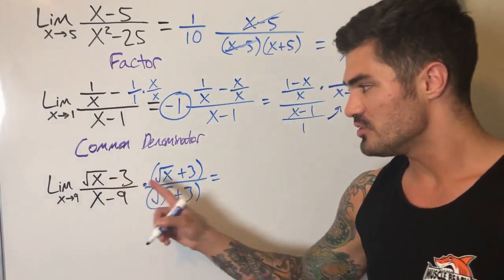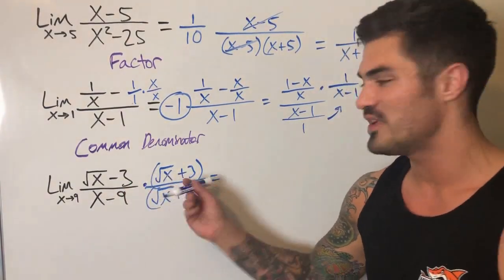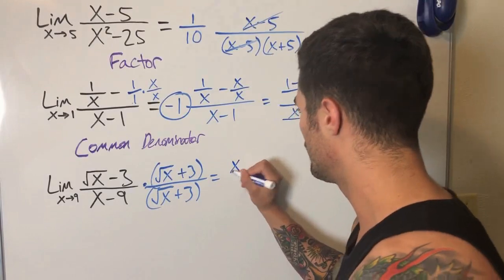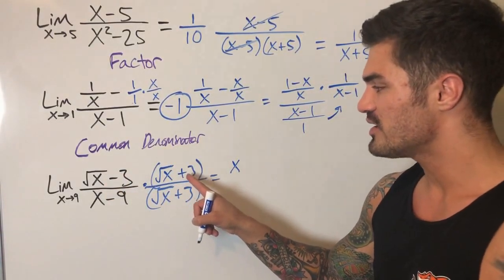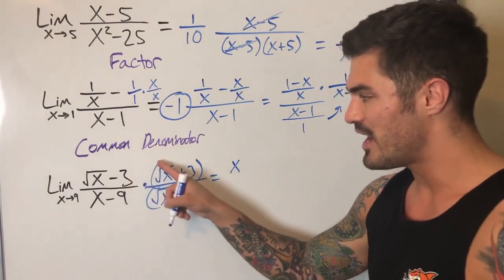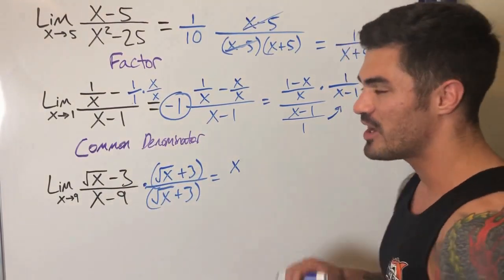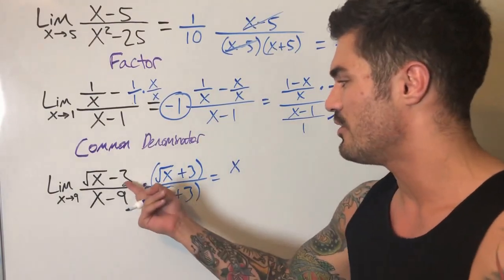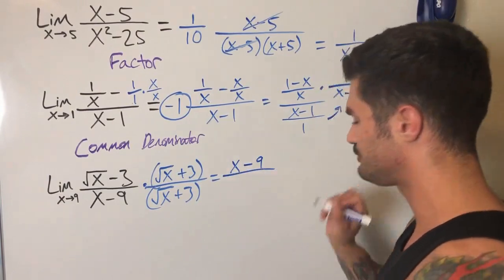So the reason I do this is because look what happens when I FOIL this out. It becomes square root of x times square root of x. That's just x. And then I get 3 square root of x, that's plus 3 square root of x minus 3 square root of x. So those middle terms cancel out, right? I feel like y'all see that those cancel out, though. Minus 9. So I get just x minus 9 in the top.